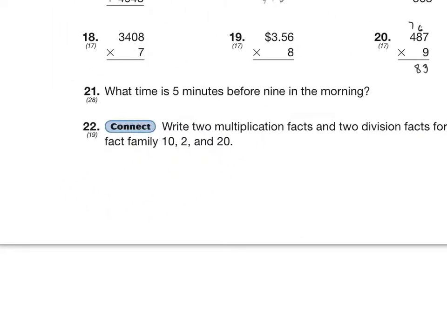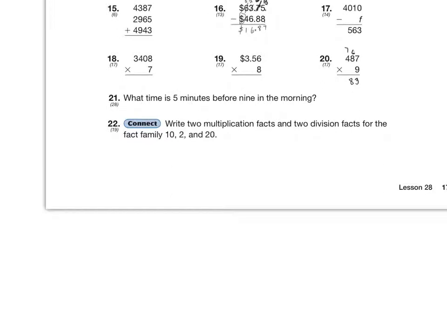22. Write 2 multiplication facts and 2 division facts for the fact family 10, 2, and 20. This is so good. I know some of you are going to be lost. So here we go. I'm going to hold 10 times 2 equals 20. Correct? And 2 times 10 equals 20. 20 divided by 2 equals 10. And I think you can get the last one.